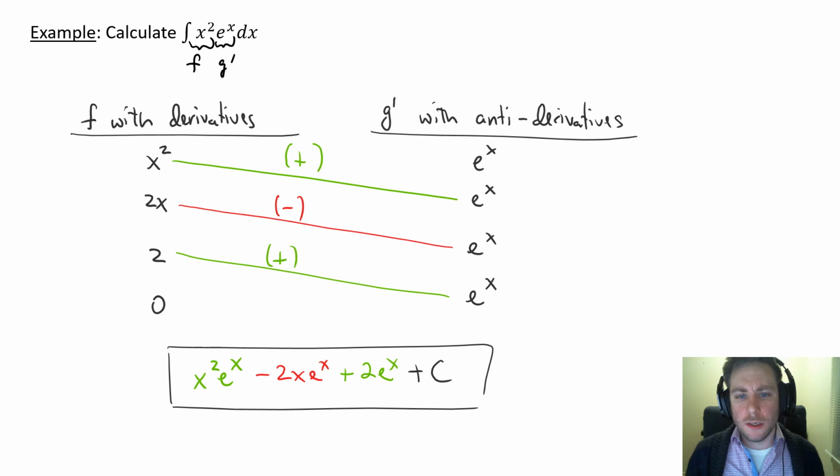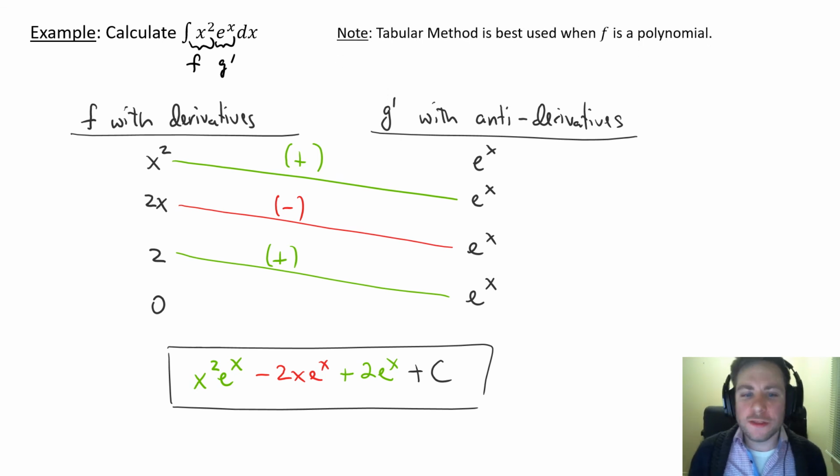In my opinion, the tabular method is much easier than manually using the parts formula multiple times, but that's only when the tabular method actually works. You should notice that this method really only works in a situation where our list of derivatives eventually ends, and that's only guaranteed to happen if f is a polynomial.